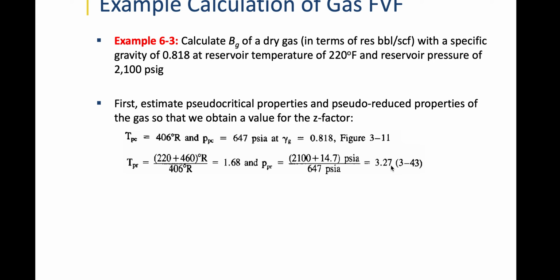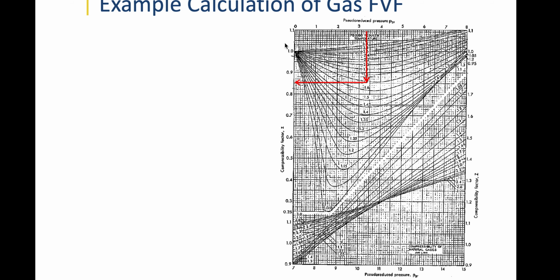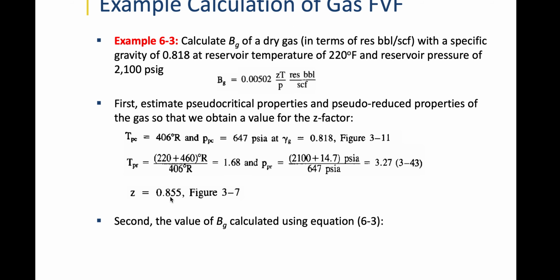So the PPR is 3.27 and TPR is 1.68. So we know the PPR is less than 8, so the pseudo-reduced pressure is less than 8. So I use the upper part of the Z chart. And then I go to the PPR, then I draw a line to 1.68. That's the TPR. And I read the Z value, which is like 0.85. Okay. So I got the Z value.